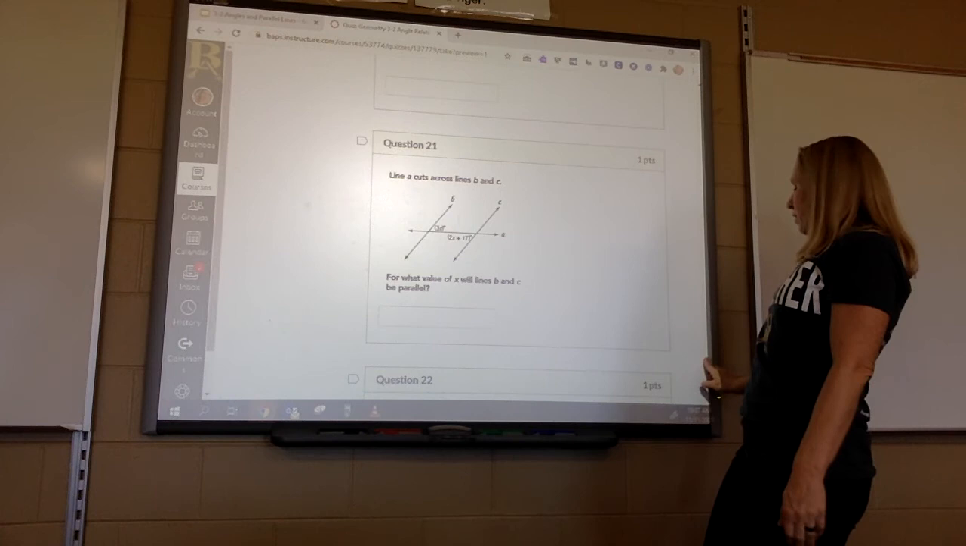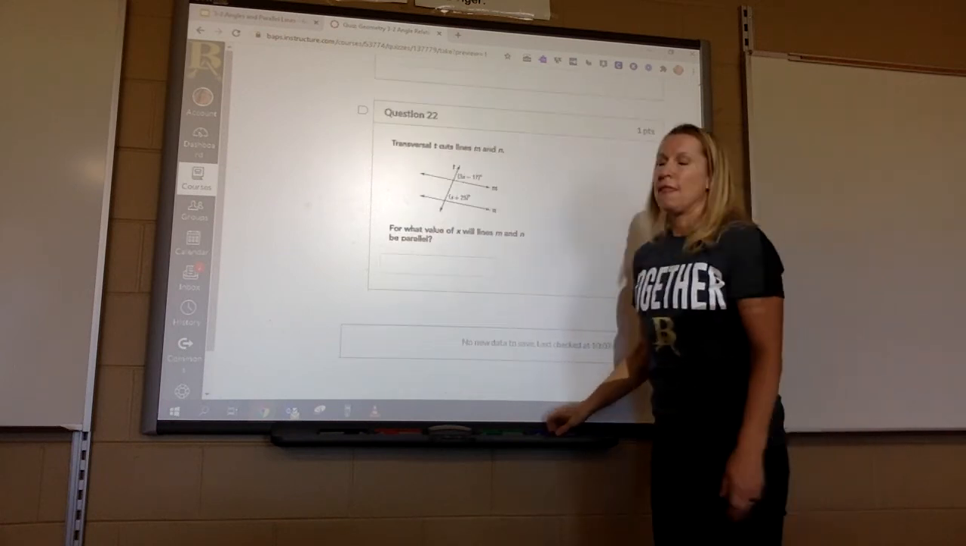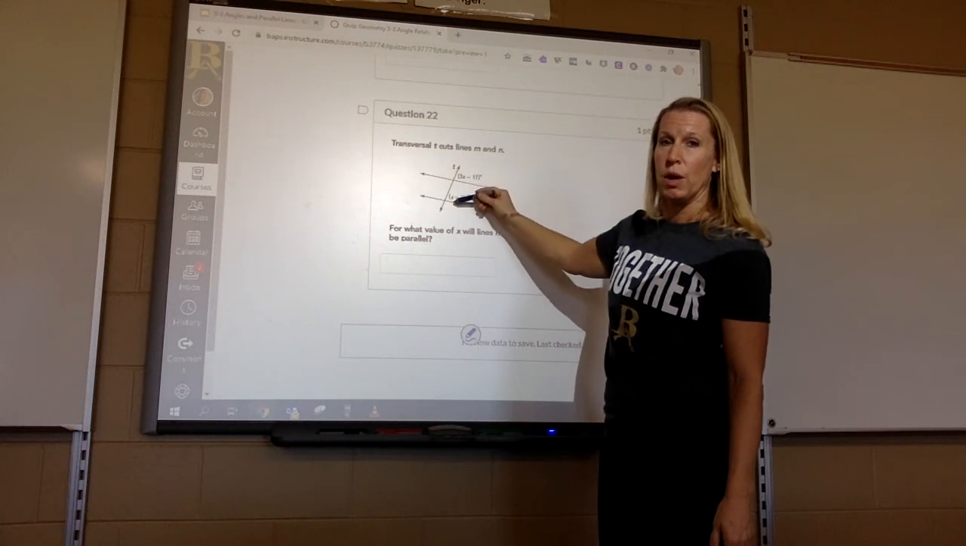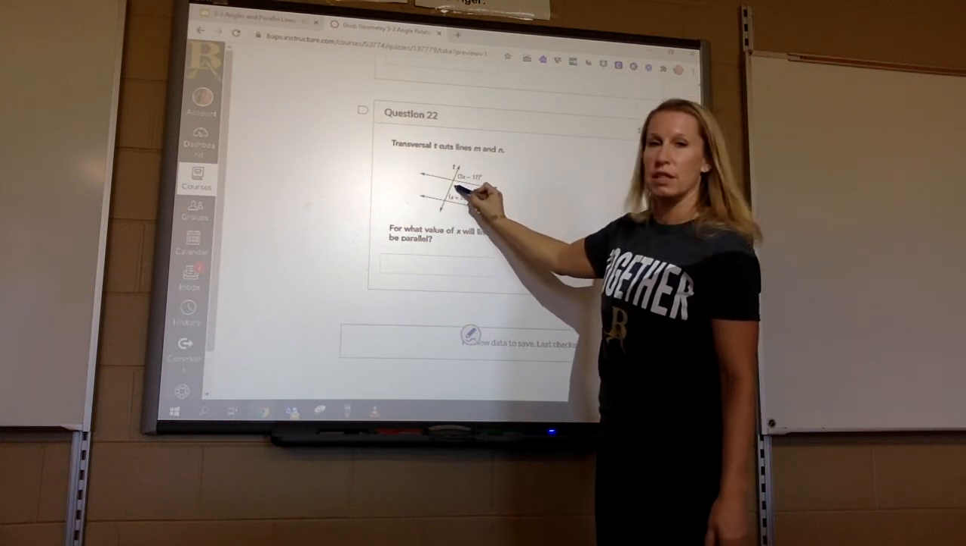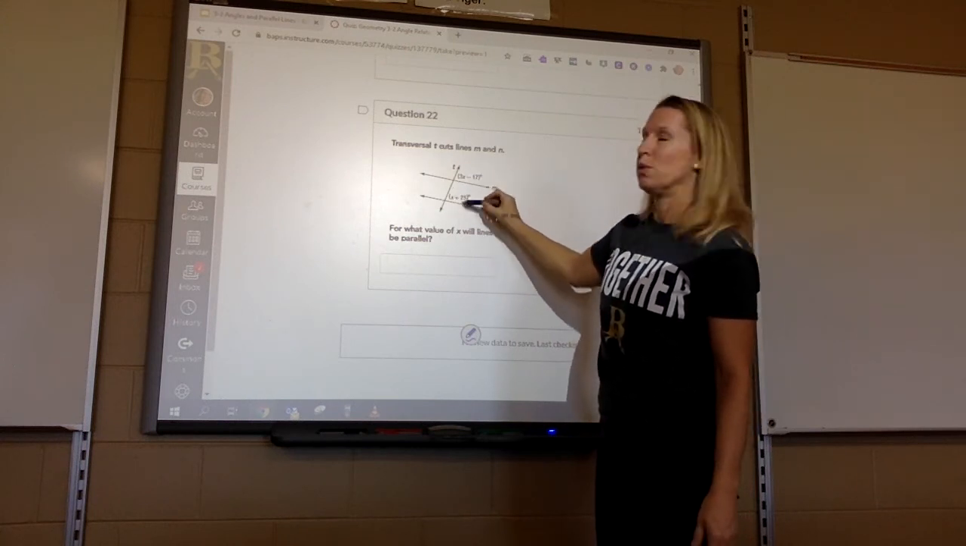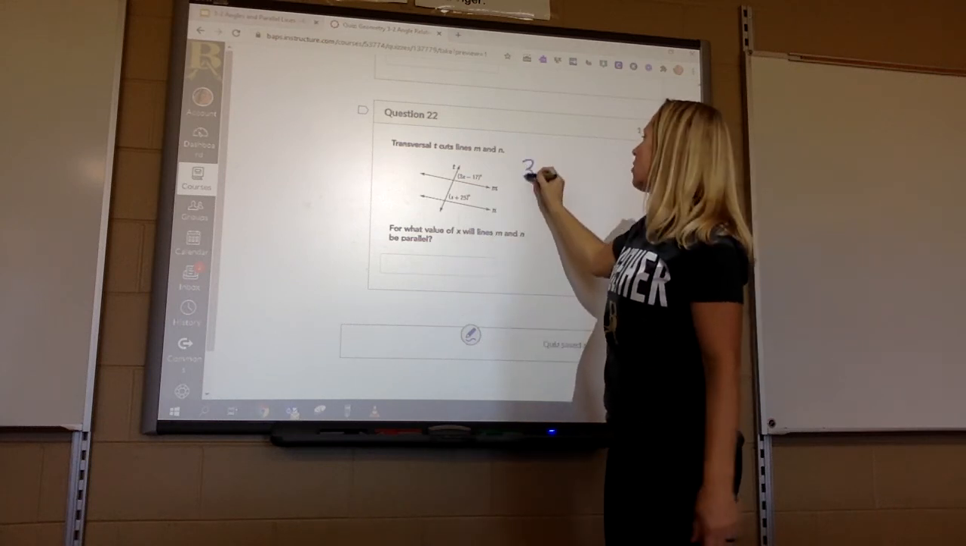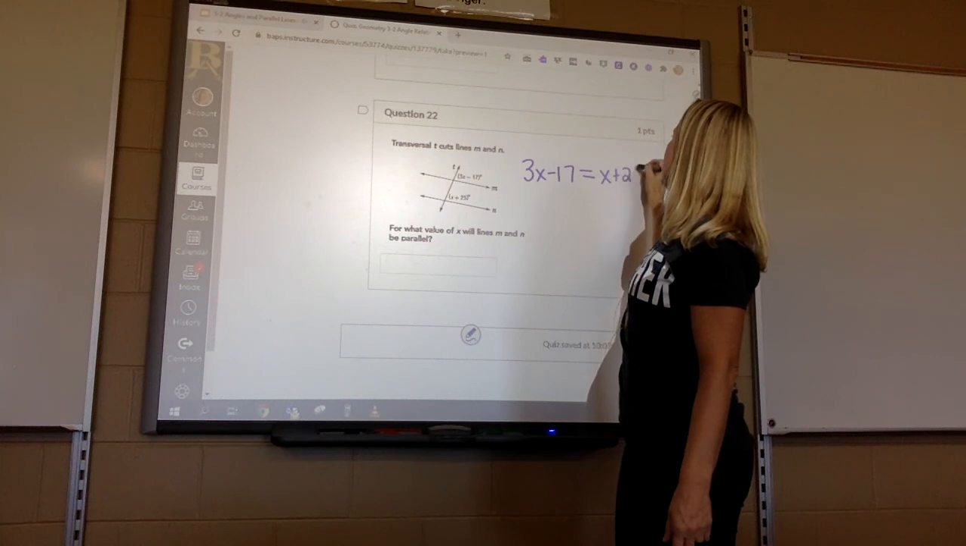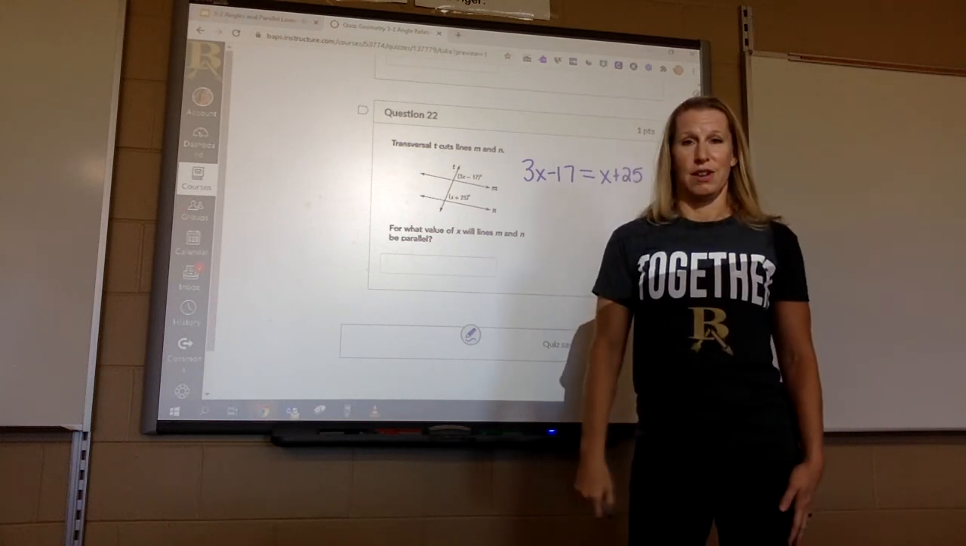Number 22. These are corresponding angles again. One exterior, one interior jumps over this little angle right here. So those would equal each other. 3x minus 17 equals x plus 25. And then you're going to solve for x.